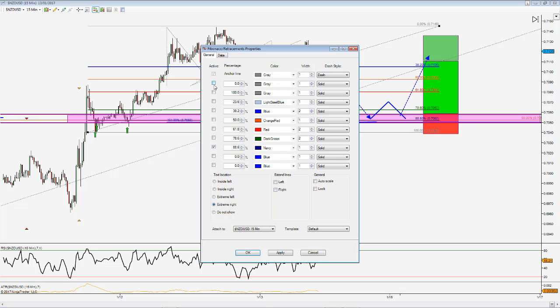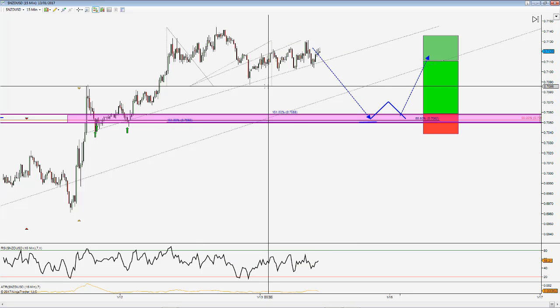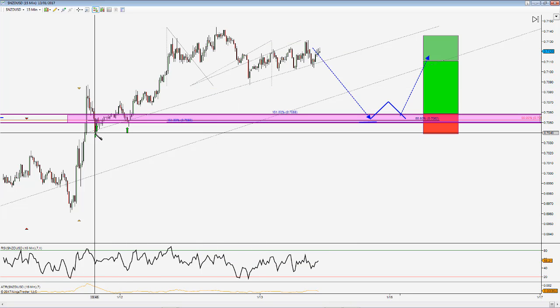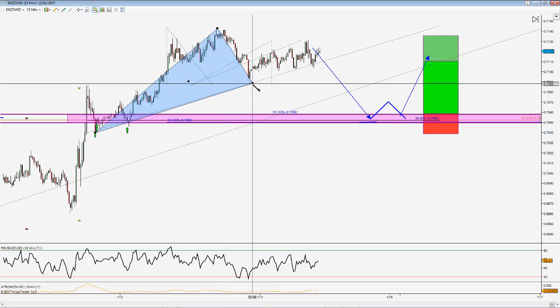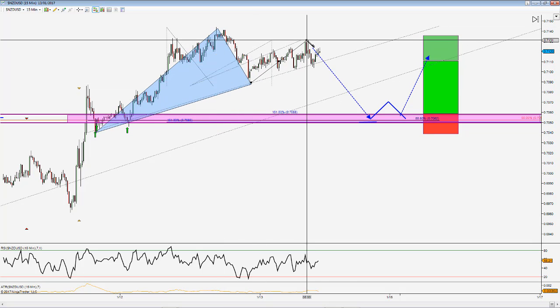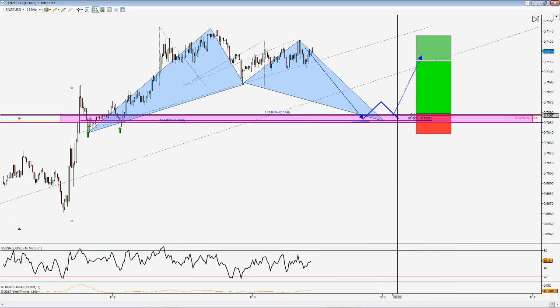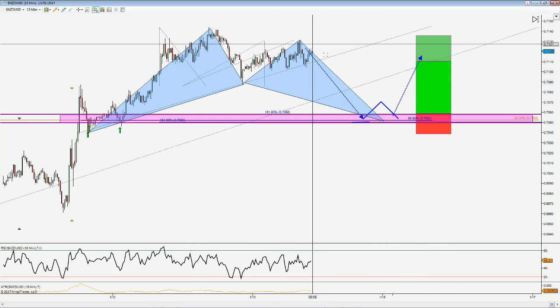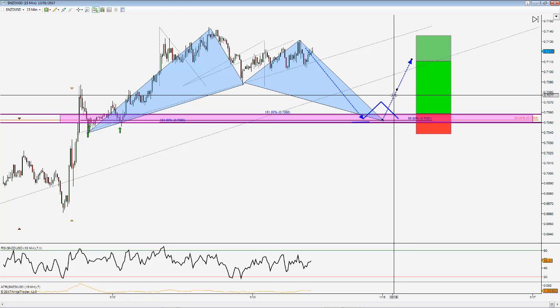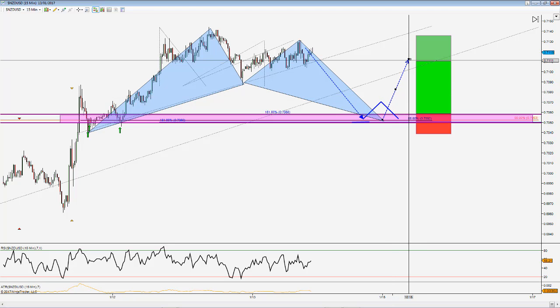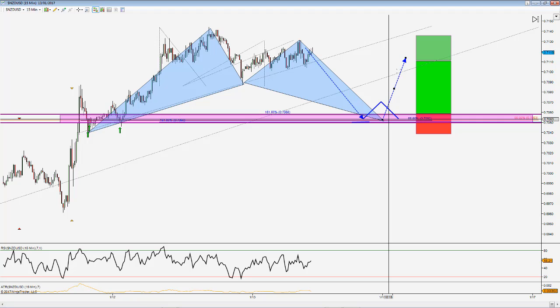So all we need to do is check if we hit the 50% for the B leg, which we do. And all of a sudden we've got an aggressive entry reason into this trade. And yet another fib level down in that kill zone. So if you trade bat patterns, this is your chance for an aggressive entry into a bat pattern trade.